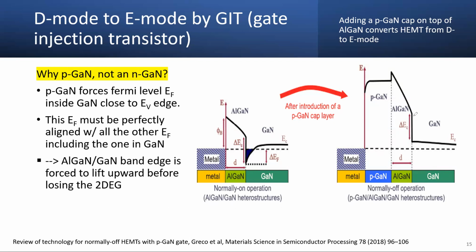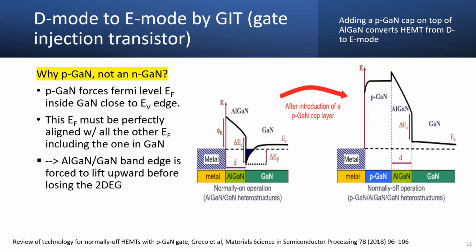So this edge, the AlGaN band edge, is forced to lift up, because this one goes up. The Fermi level is being forced to be low in the p-GaN because you have a P. P means that you dope your Fermi level in a way that is very close to the EV side. It's very far away from the EC side. And that's what the P doping means. Everybody has to line up, then everything else lifts up. And that's the bottom line.